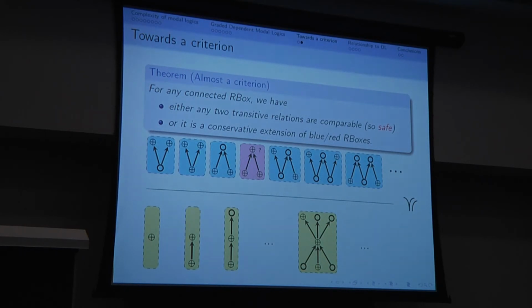So to complete the classification, we only need to solve this problem. And there are infinitely many. The number of minimal unsafe RBoxes is infinite. It's an infinite series of graphs. So if we show that this RBox is also unsafe, then the classification is complete. However, we believe that it is safe. So we suspect that the classification is not so easy.